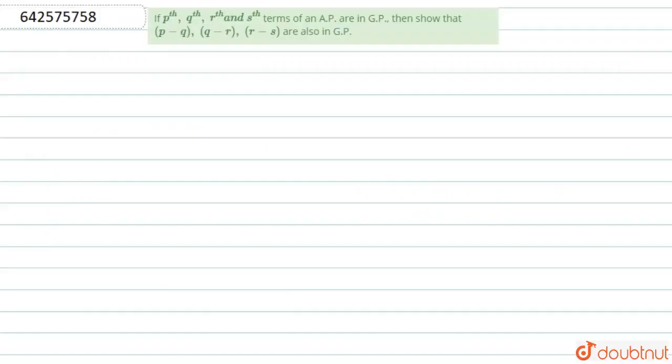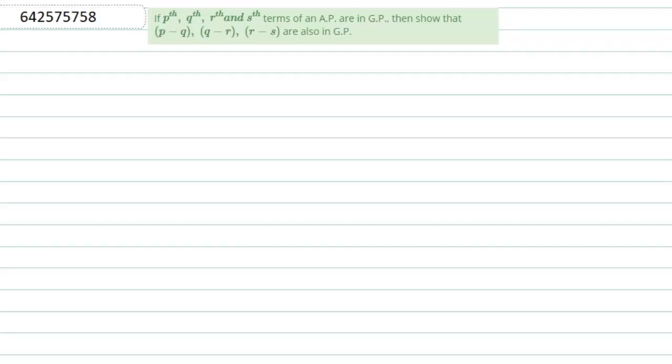Hello student, the question here is: if the Pth, Qth, Rth and Sth terms of an AP are in GP, then show that P minus Q, Q minus R and R minus S are also in GP. Okay, so in this question it is given that the Pth, Qth, Rth and Sth terms of an AP are in GP.